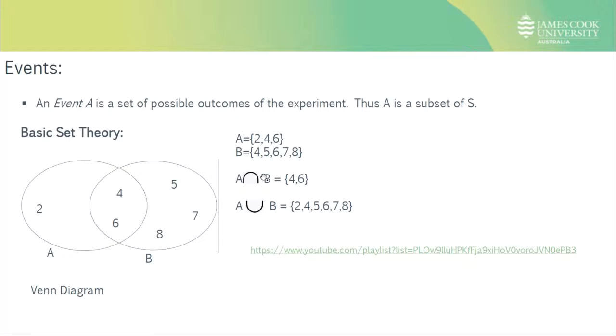When you say A and B, that means the data which you have in both A and B. So 4 and 6 are common to both A and B. That's how we denote it. And A or B means something which is in A or also in B. We denote it in this way.